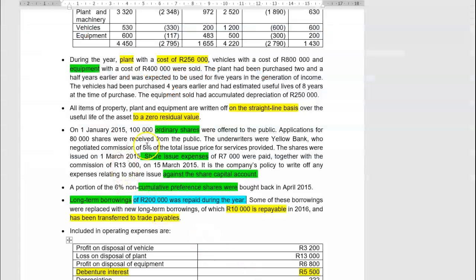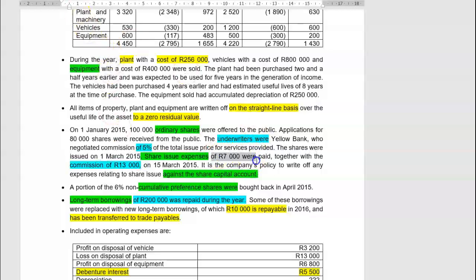Okay, now let's see what they say about ordinary shares. On 1 January 2015, 100,000 ordinary shares were offered to the public. Applications for 80,000 shares were received from the public. The underwriters were Yellow Bank, so there's an underwriter involved. So how many shares would have been issued? 100,000 shares. The underwriters are actually charging a 5% commission on the total issue price. The shares were issued on 1 March 2015. Share expenses of 7,000 were paid together with a commission of 13,000. Well, there they give you the commission of 13,000.